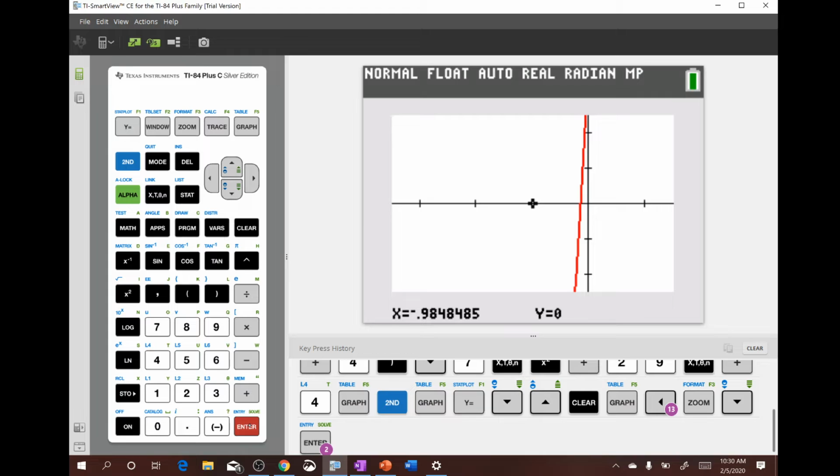Do you see how it's not crossing at a hash mark? So you can't say it's negative 1, because it's somewhere in between 0 and 1.